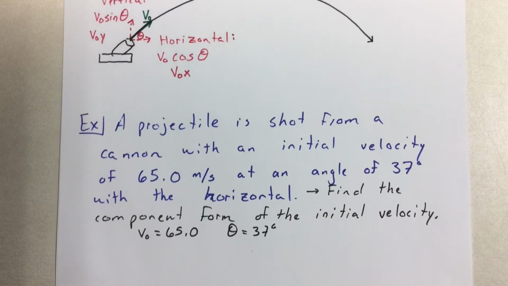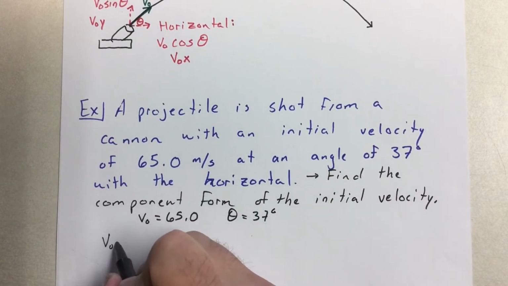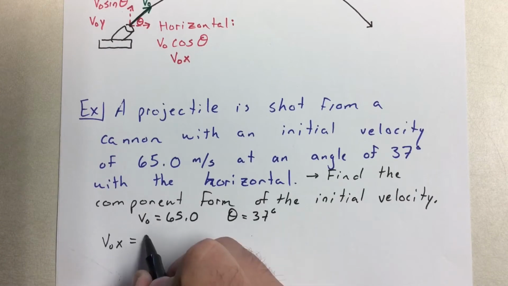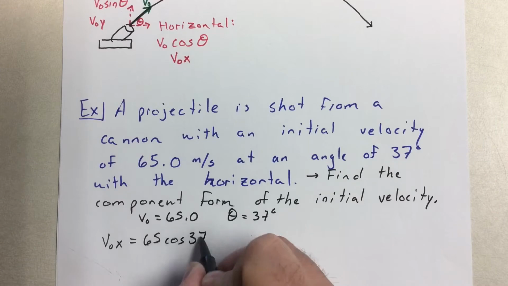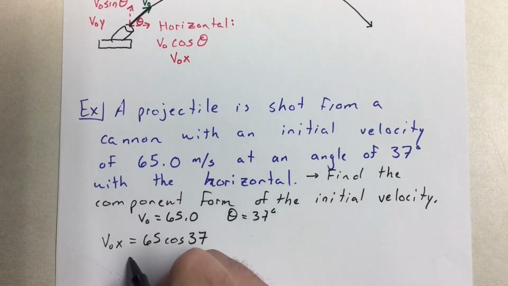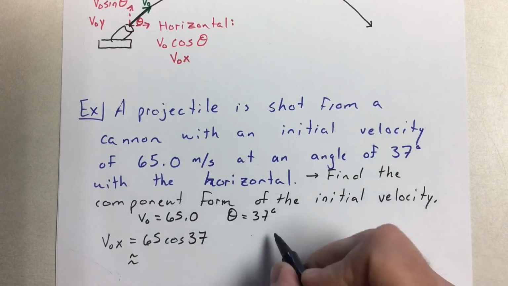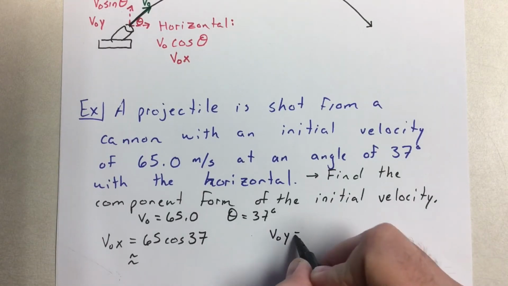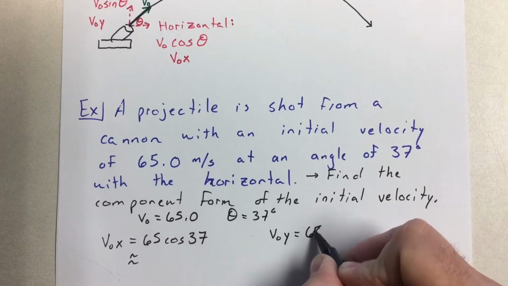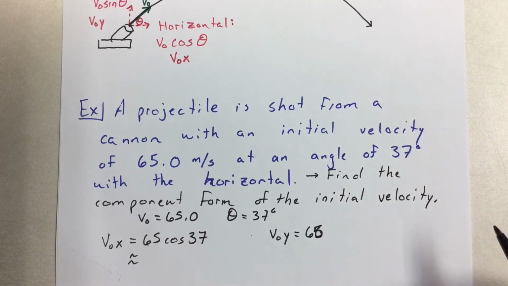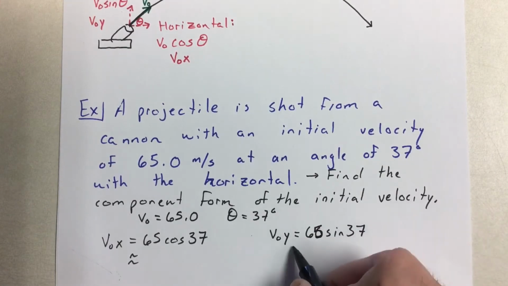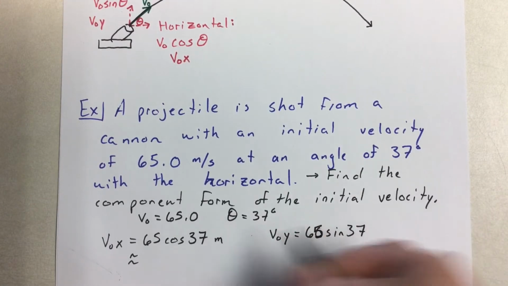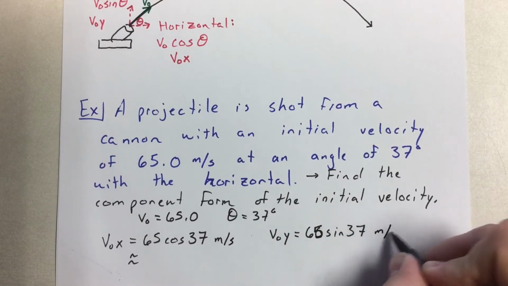so our components will be v sub 0, our x component, will be 65 times cosine of 37, which is approximately, well, you can figure it out yourself. And then for our vertical component, it will be the initial velocity, 65, times the sine of 37. Again, you could approximate roughly what that is. So this is meters per second, this is meters per second.